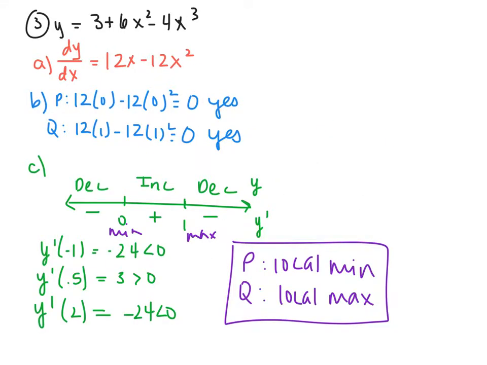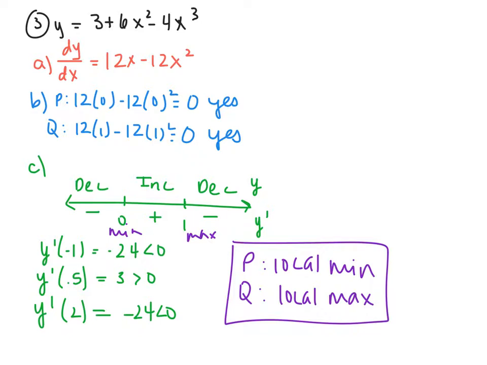Number 3, they give us an equation of a curve to be y equals 3 plus 6x squared minus 4x cubed, and it passes through points P and Q. Part A, they want us to find dy dx, which is finding the derivative. So 3 just drops away, derivative of a constant is 0. Bring your power down in front, reduce your power by 1, you get 12x. Same thing on this one, you end up with negative 12x squared. So your derivative dy dx is equal to 12x minus 12x squared.